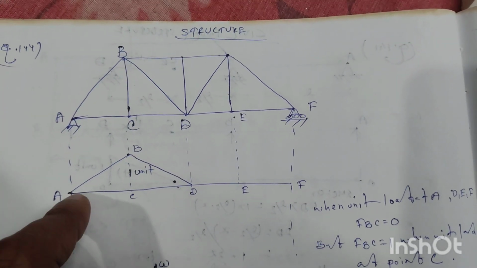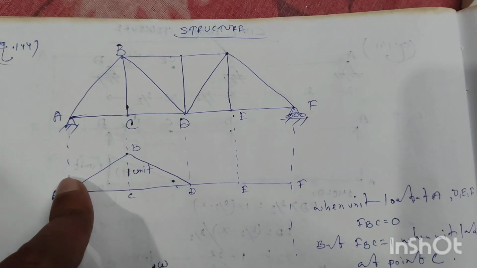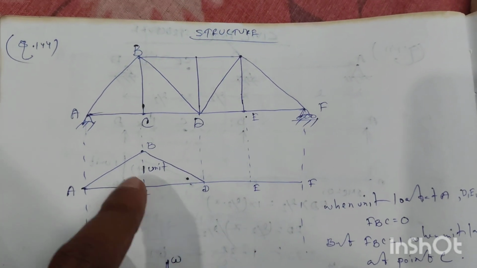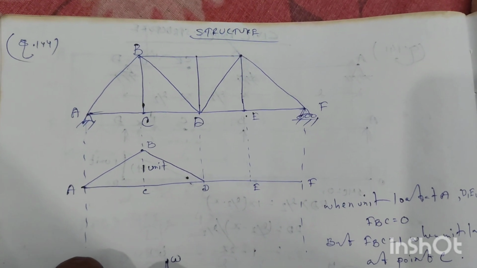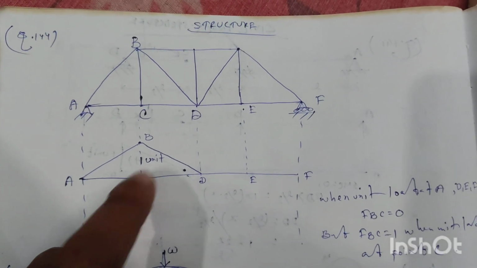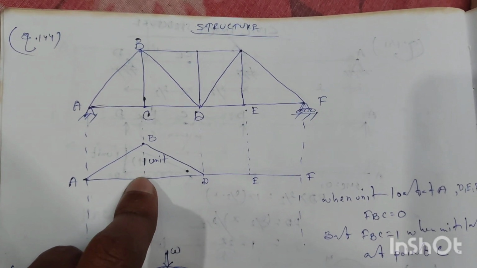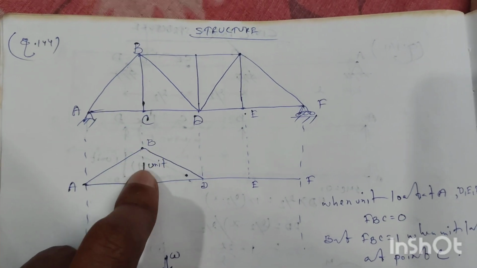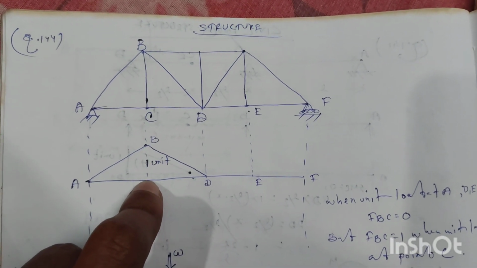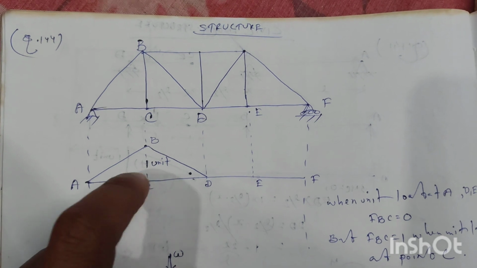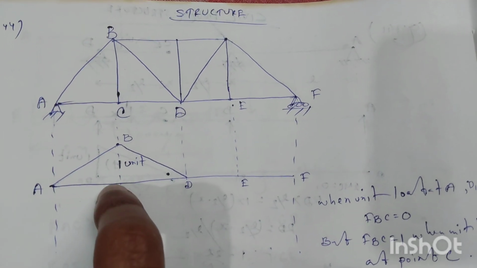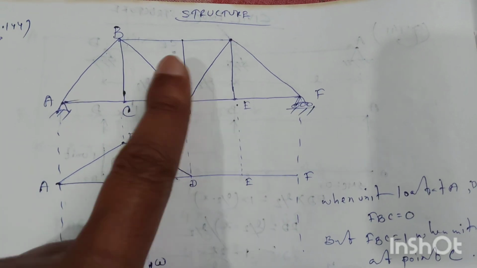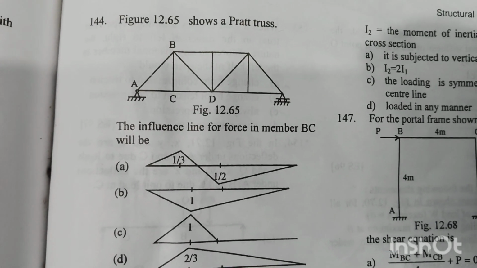Now see, when the unit load is at A, D, E and F, the force in the member BC is equal to 0. But when the unit load is at point C, the force in the member BC is equal to 1. So we can easily draw the influence line diagram for the force in the member BC. When the unit load is at C, the force in the member BC is equal to 1 unit, and 0 at A and 0 at D for this panel. Option C is the right answer.